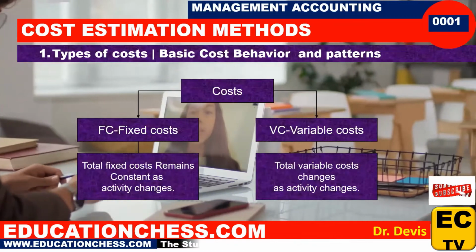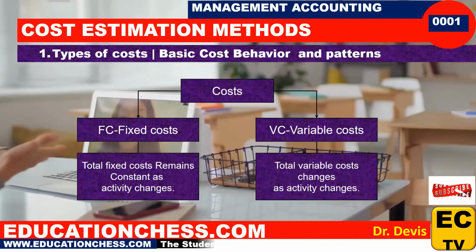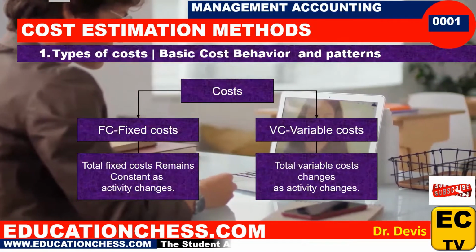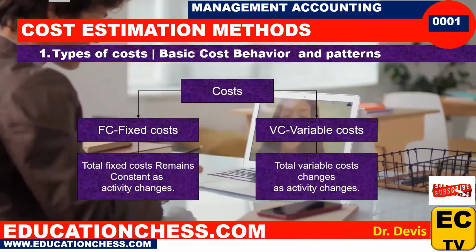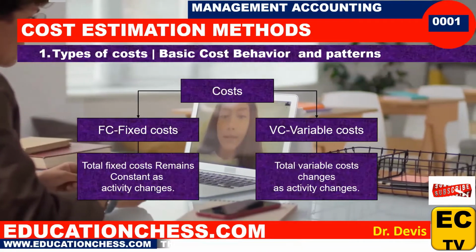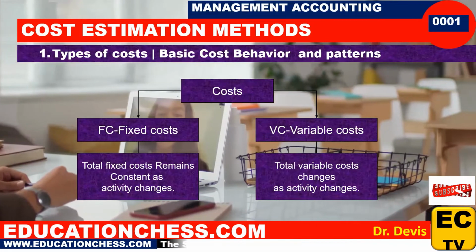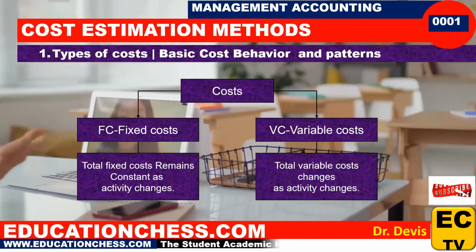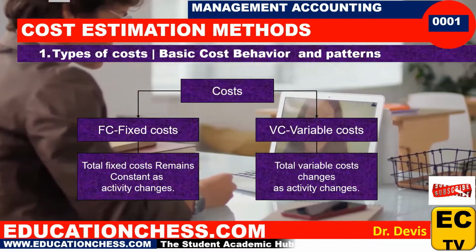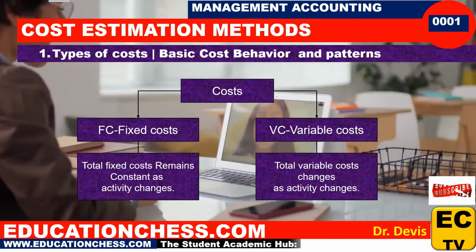I want to bring you to another step of types of costs and the basic cost behaviors and patterns that occur. You find that costs are divided into two. We have fixed costs and variable costs. We know that fixed costs remain constant as activity changes because they are fixed. They don't change. Even if the activity in production or operation changes, the fixed costs remain the same. But variable costs change with the changes in the activity; they go hand in hand.